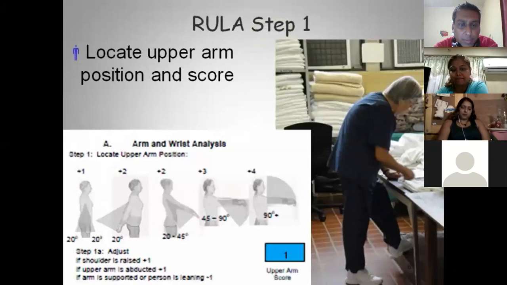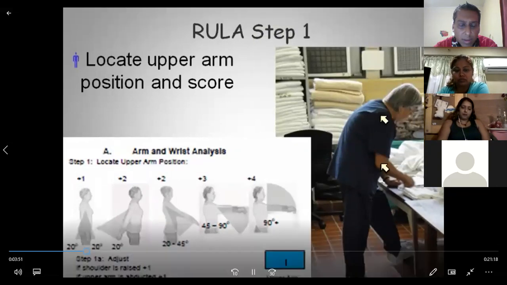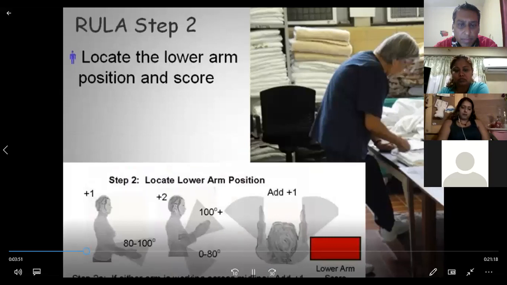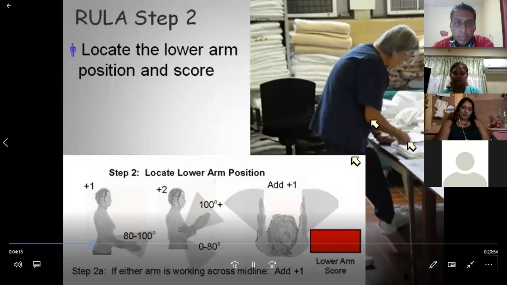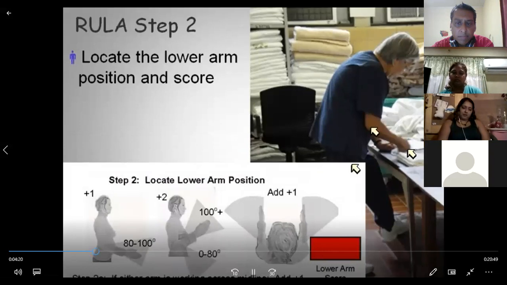So I scored this a +1 because it seemed this arm was hanging naturally at 0 or maybe less than 10 degrees. Your second step in the evaluation is to locate and score the lower arm, again the distance from here to here. Is this person in what we consider the neutral posture between 80 and 110 degrees, where 0 degrees is down here? Or are they between 0 and 80 degrees or greater than 100? That would be a +2.